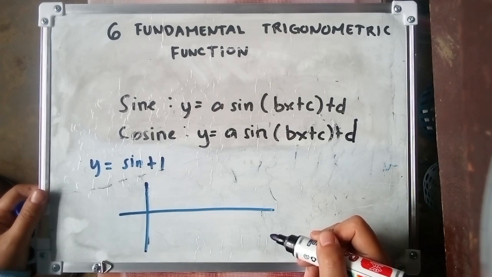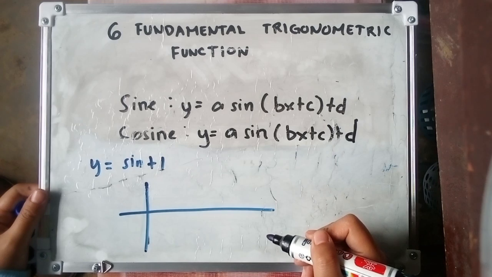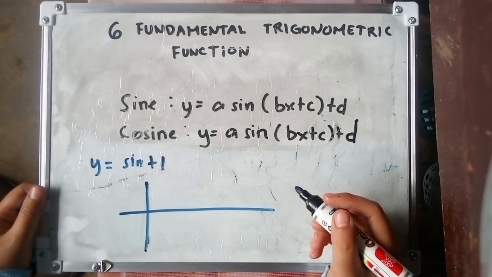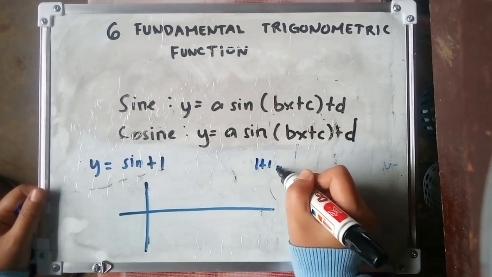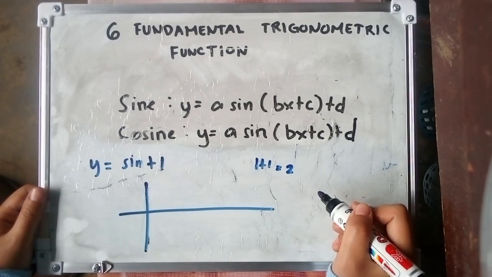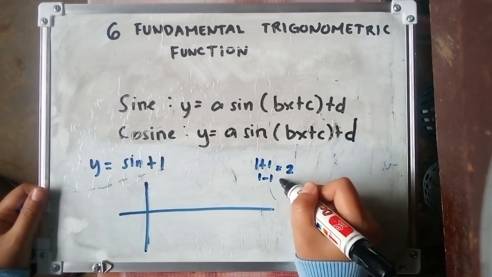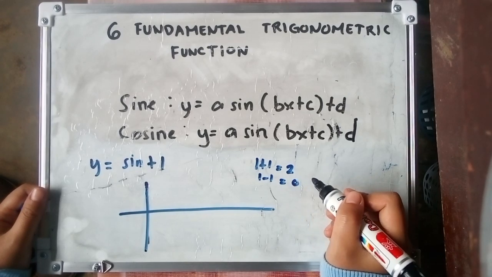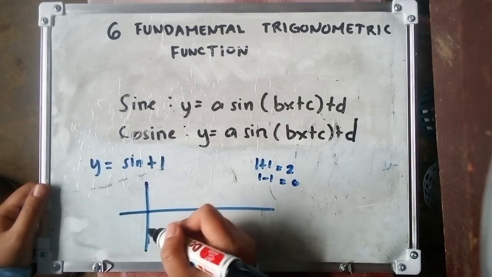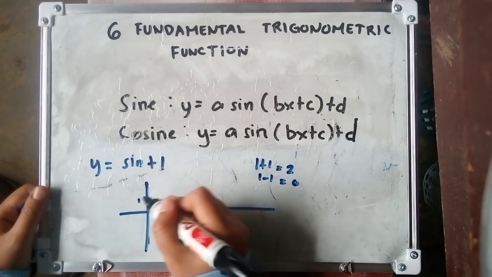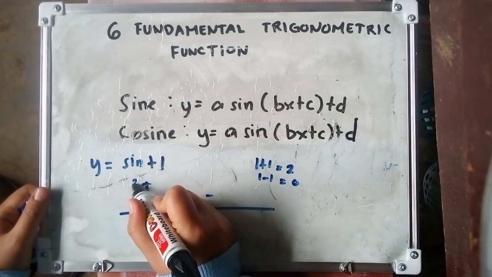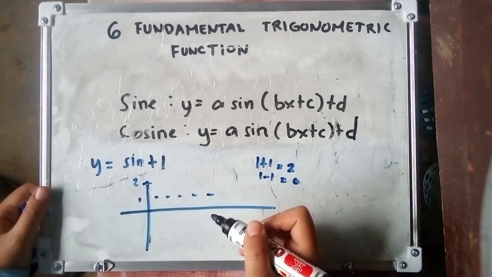So the amplitude is 1, and the number in front of sine is 1. To find the upper limit, add these two values, so 1 plus 1 equals 2. And to find the lower limit, subtract, 1 minus 1 equals 0. So it's going to vary between 0 and 2. So this is the upper limit 2 and the lower limit 0.